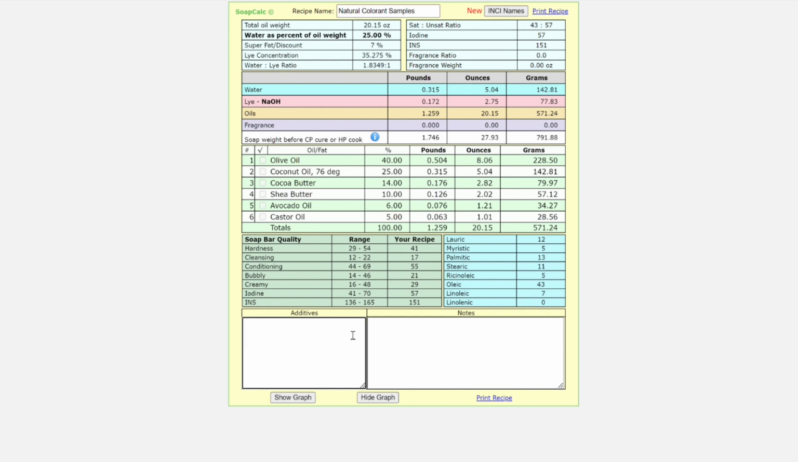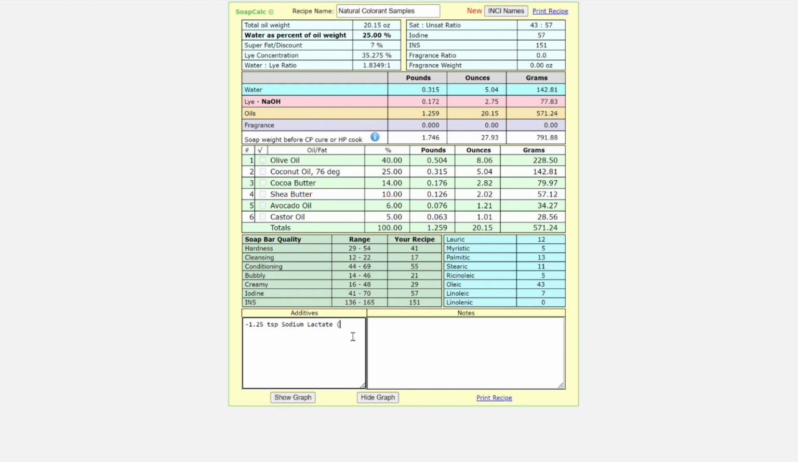I'm going to add sodium lactate. I do that because it creates a harder bar, and it also makes the soap release from the mold easier. For that, I'm using a rate of 1 teaspoon per pound of oils. That's an easy number to find because you have pounds already calculated for you, so you just use that same number, 1.25 teaspoons. And then this is sodium lactate. And then I always notate what rate I use. So I used it at a rate of 1 teaspoon per pound of oils.